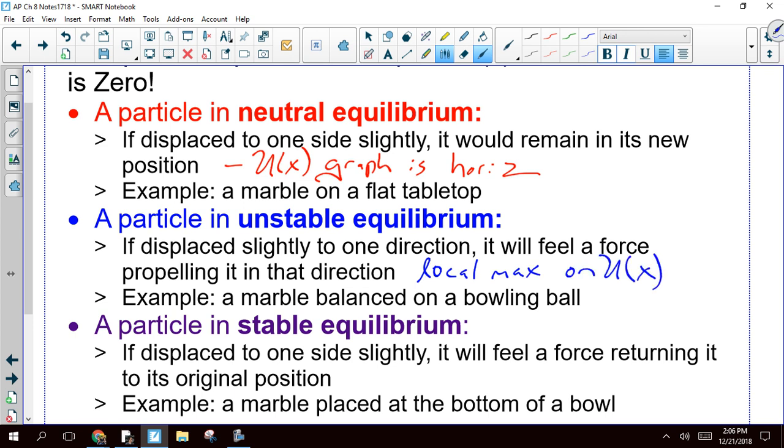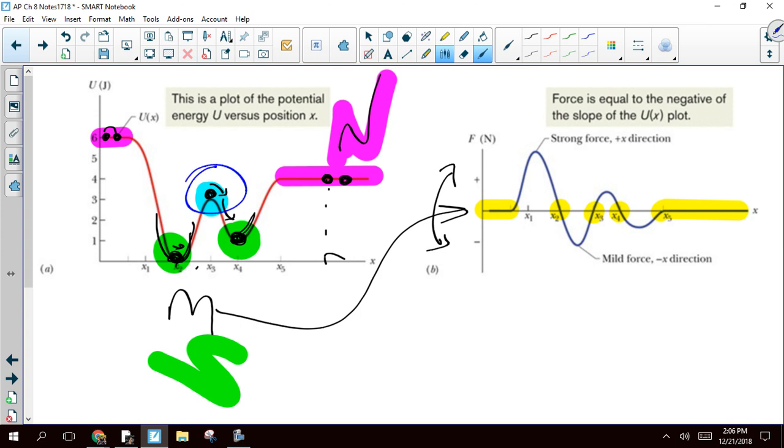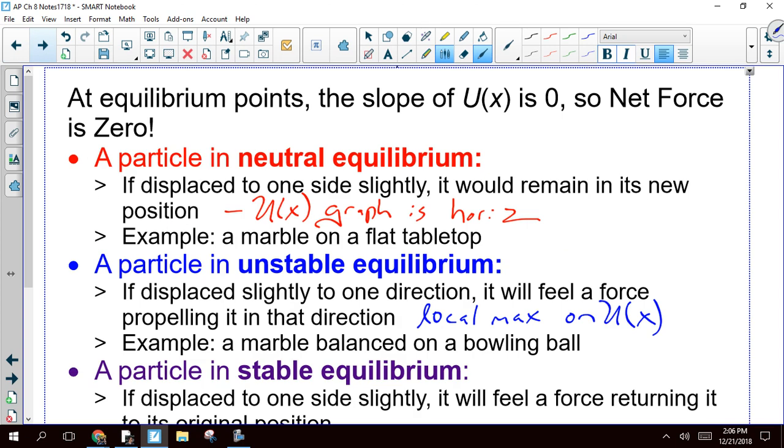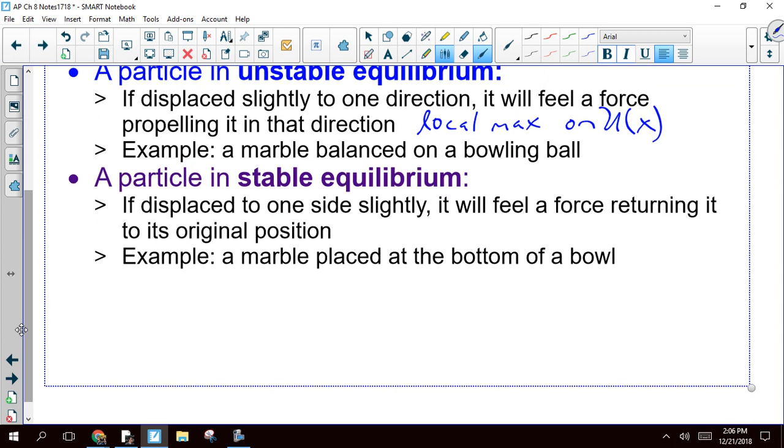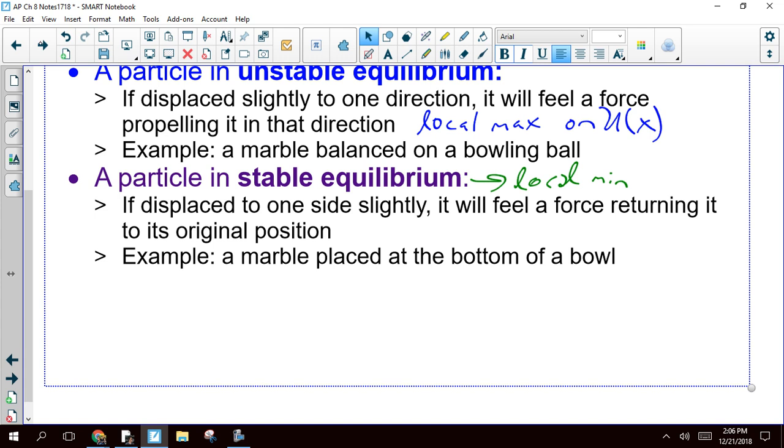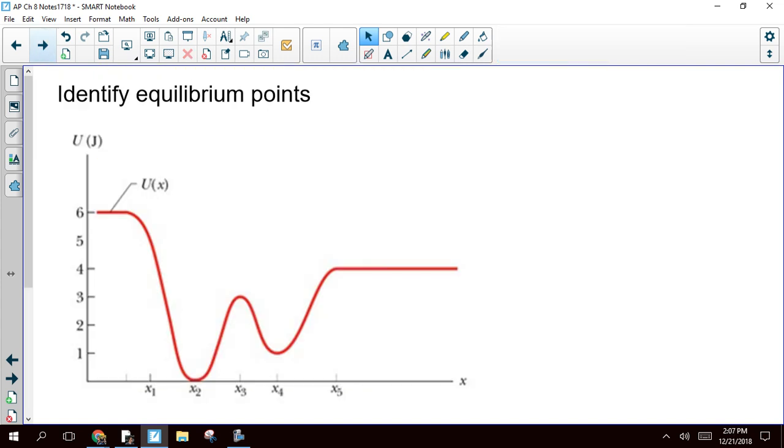A local maximum. So that's this. Locally, that's maximum, right? So if you push it either way, it's going to roll down the peak, okay? And then your stable equilibrium points are local minima. Minimums, if you prefer, okay? So stable equilibrium, I don't know purple pen, so I'm going to do it in green. That's a local minimum. Okay. All right, so I guess the last thing we need to talk about, oh, so identify the equilibrium points. We already did that, so cool. All right.